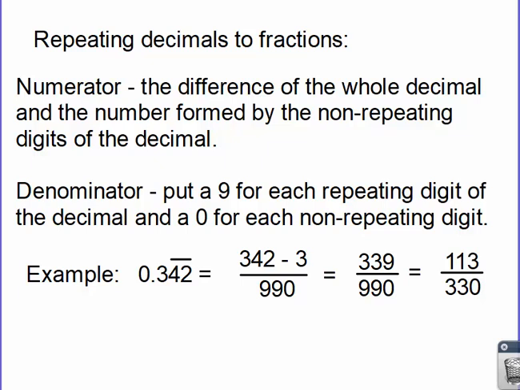For the denominator, we're going to put a 9 for each repeating digit of the decimal and a 0 for each non-repeating digit. The example I gave you is 0.342 with the 42 repeating. We take the whole decimal, 342, and we subtract the number formed by the part that's not repeating. In this case, we just have the 3. So 342 minus 3 gives us 339. And then I put a 9 for each repeating digit, the 4 and the 2, and a 0 for the 3. And then we simplify.